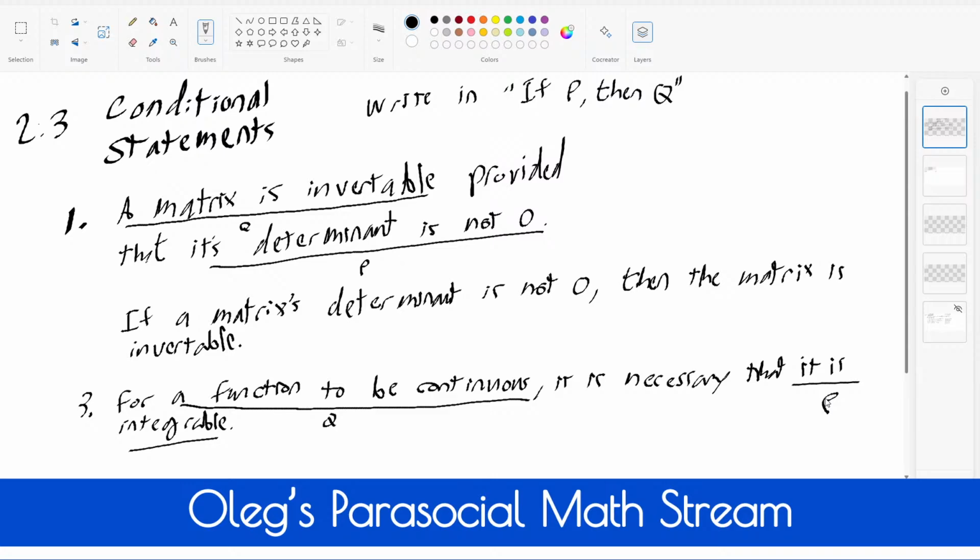This is referring to the fundamental theorem of calculus. So basically, if a function is continuous, it's integratable. If a function is integratable, it is continuous. Well, actually, not necessarily. I got it backwards. But basically, this relates to the fundamental theorem of calculus.